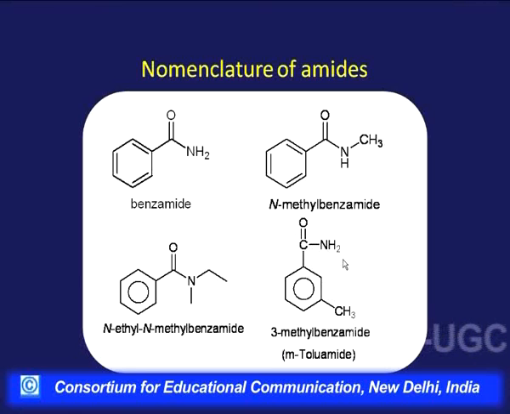If it is a carboxyl group here and a methyl group at position number 3, which is the meta position, then commonly that acid is also known as metatoluic acid, and then we can consider it as an amide from metatoluic acid. Then this is commonly named as metatoluamide.